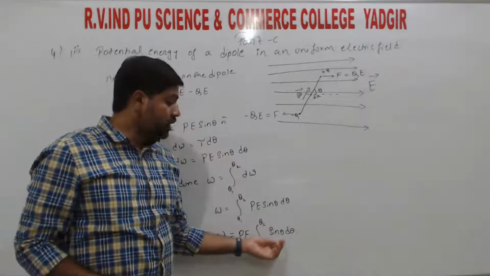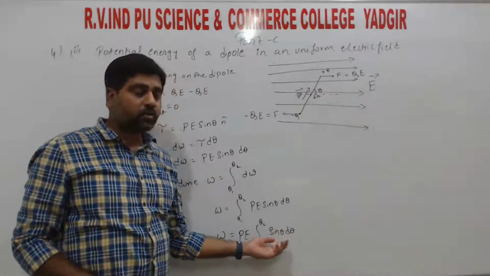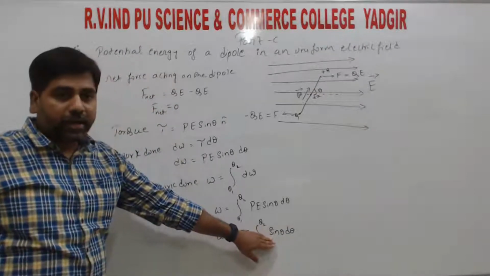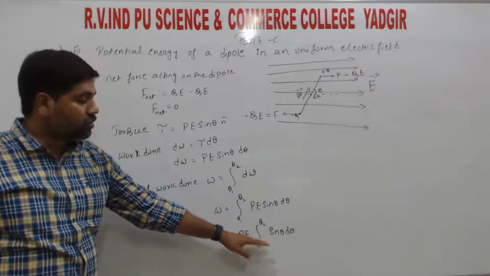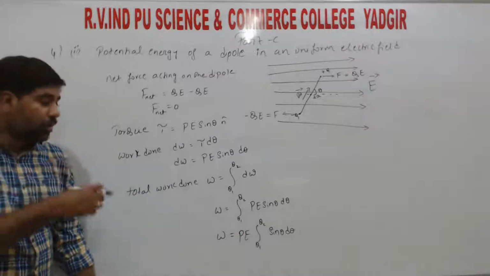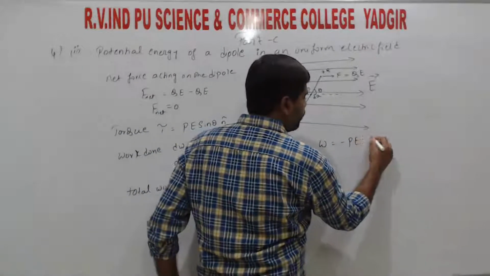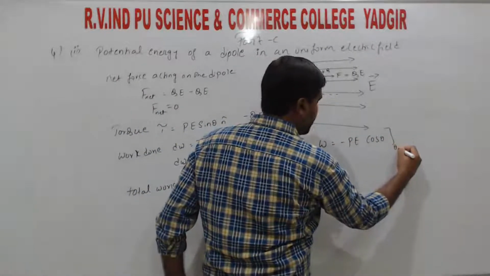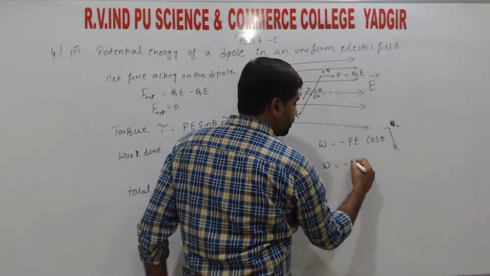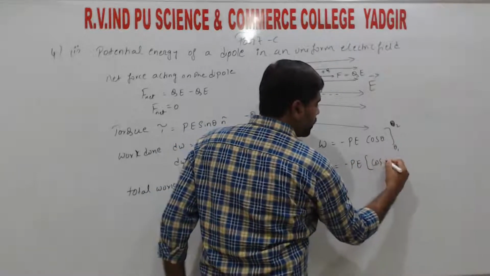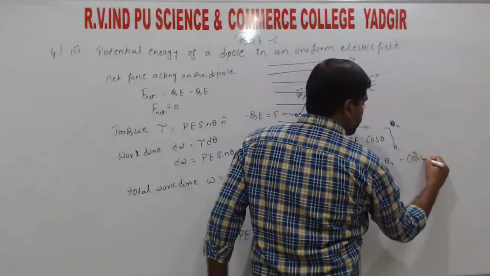Integration and differentiation are opposite. The differentiation of sin theta is cos theta, so the integration of sin theta is minus cos theta, right? So work done W is equal to minus PE cos theta, substituting the limits theta 1 to theta 2. You learn this in integration. Substituting the upper limit theta 2 and the lower limit theta 1 into cos theta.